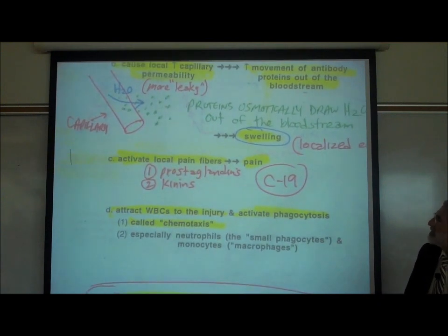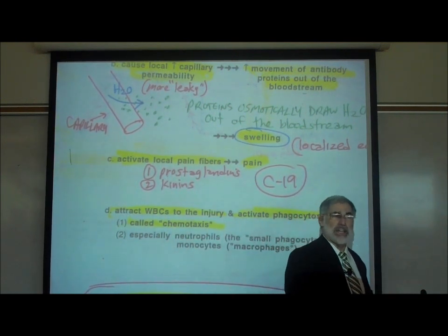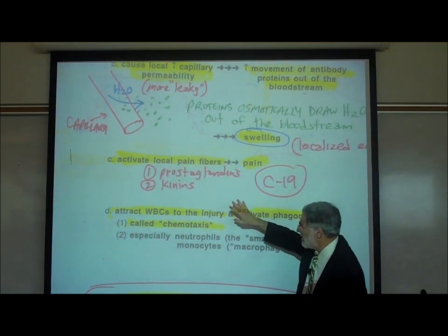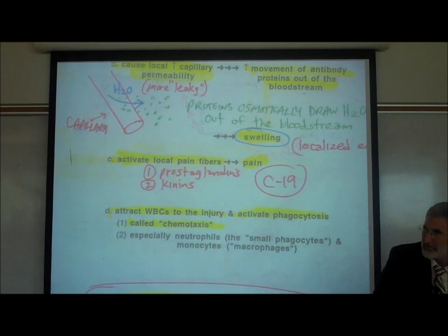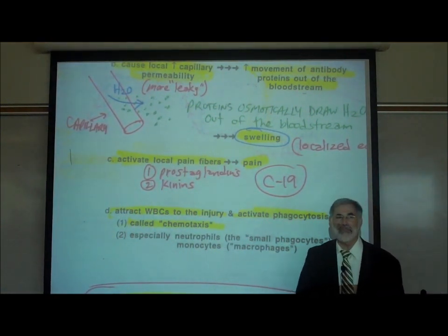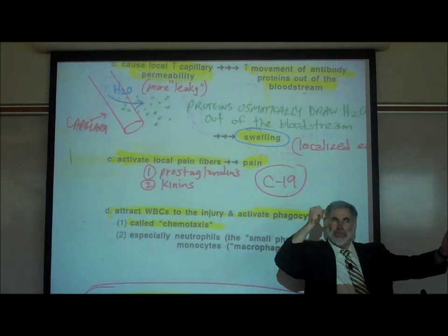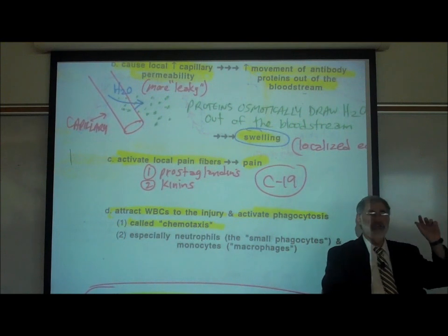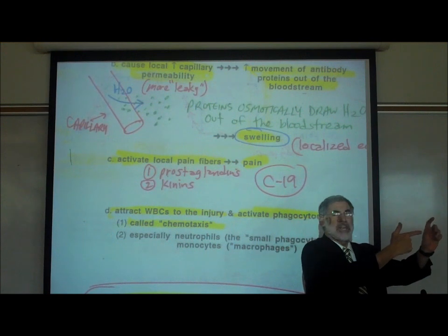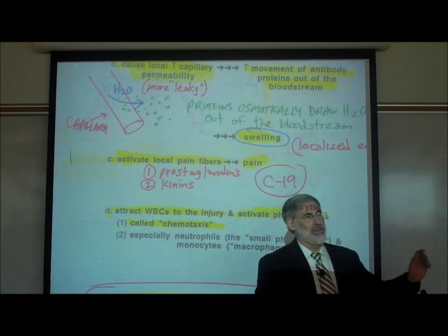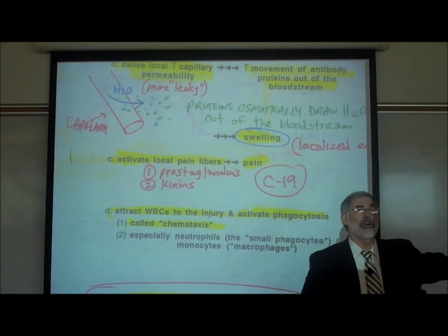Now, what else do some of these chemicals do? Well, specifically, and I do want you to know these, prostaglandins and kinins are chemicals released from injured cells that activate local pain fibers. And by activating the pain fibers, you feel pain. Again, that hammer slammed into your thumb, the injured cells release prostaglandins and kinins that activate the pain fibers in your thumb. So, your thumb now is red, it feels warm, it's all swollen, and it hurts like hell.